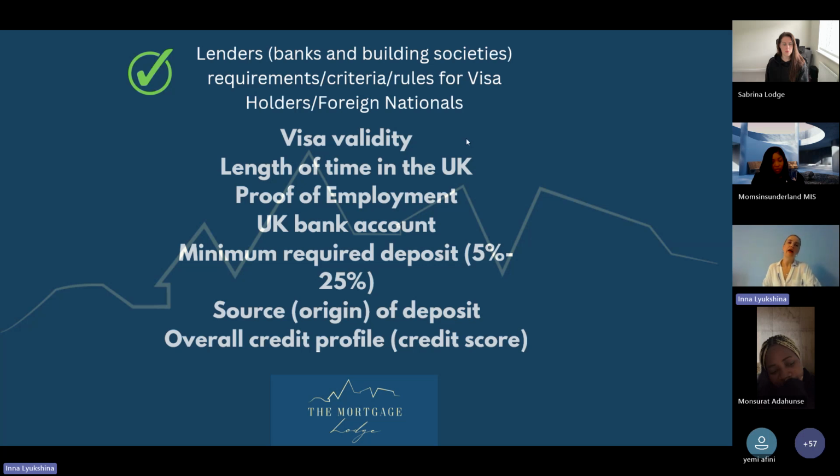Okay. Now, length of time in the UK. Again, the most common criteria used to be that you would need to have lived in the UK permanently for 2 to 3 years before being eligible for the mortgage. Some of the lenders now are ditching these criteria, and they say, we don't really mind how long you've lived in the UK. It could be a few months, it could be a few years. You could still be eligible for the mortgage.